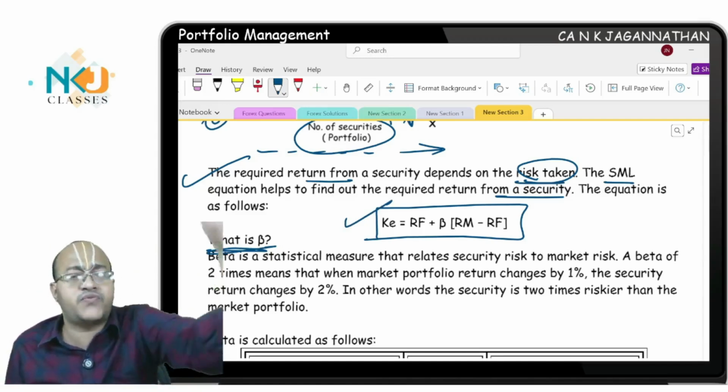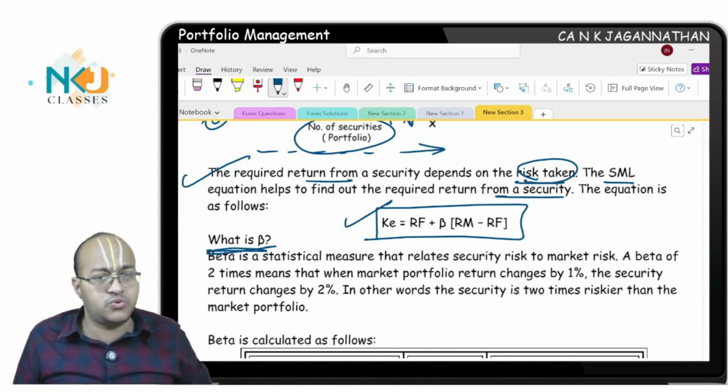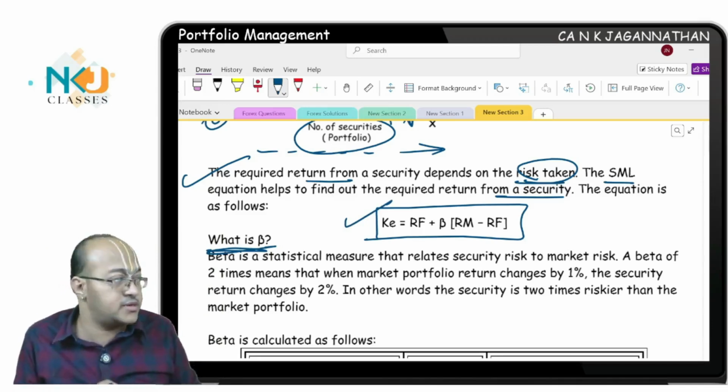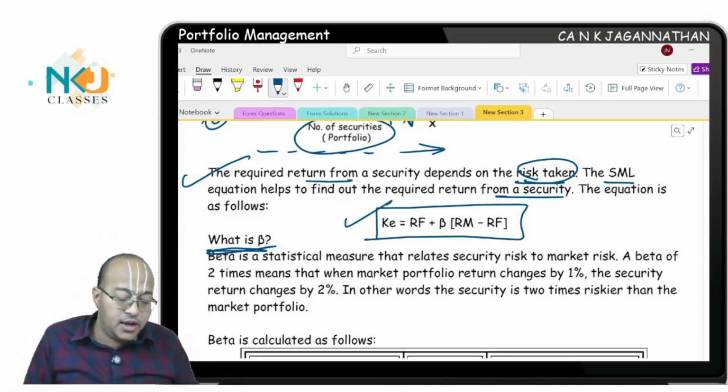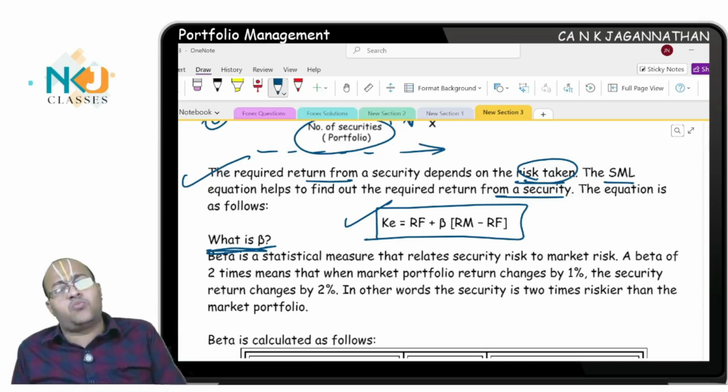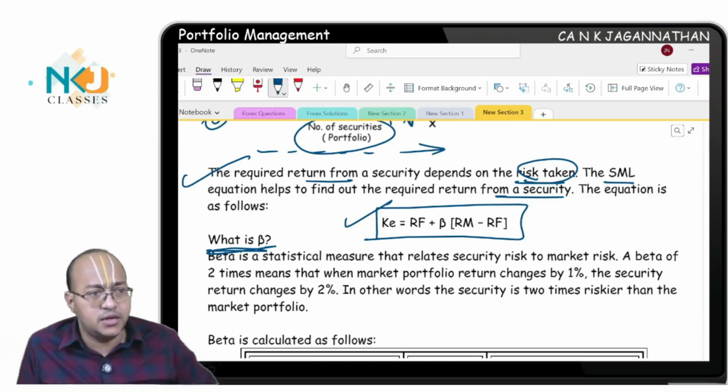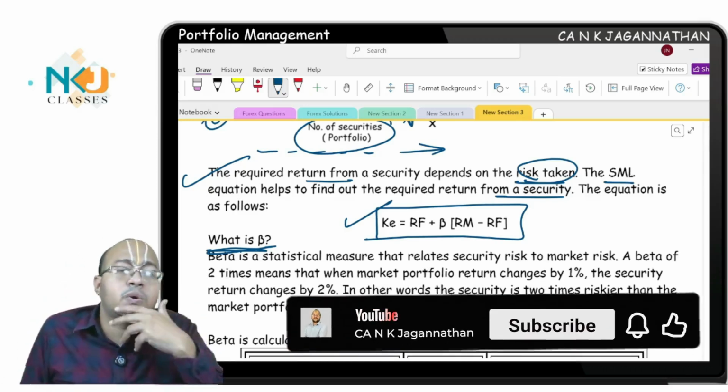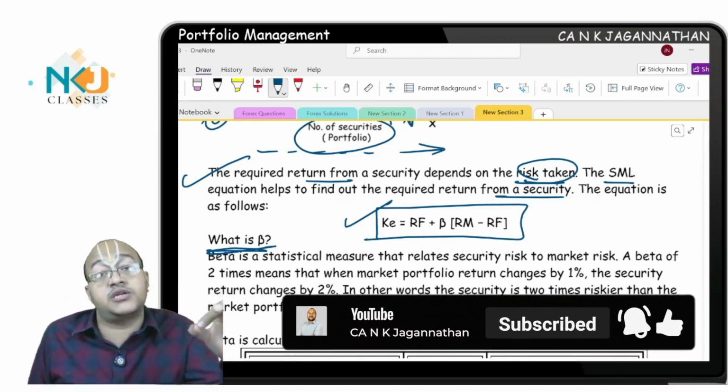You were told 6 formulas are there for beta. But what is beta? First you need to understand. Beta is a statistical measure. What does it measure? See, what is the change in return of the security with regards to change in market price?